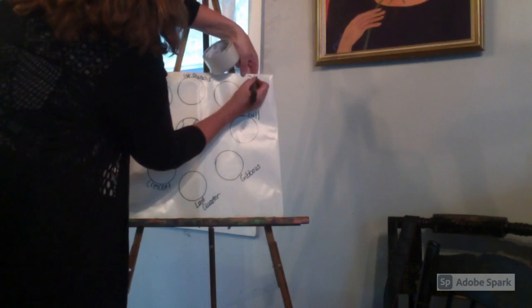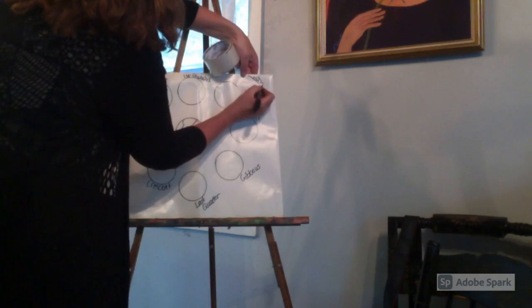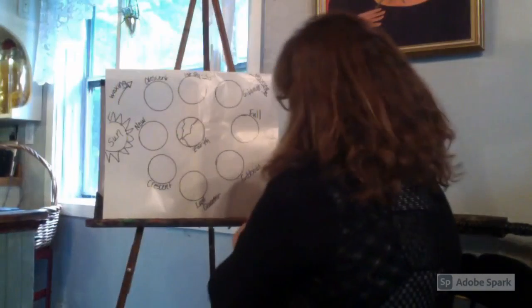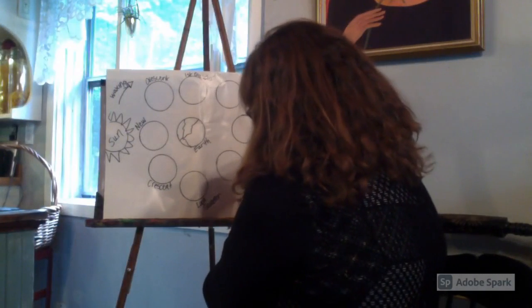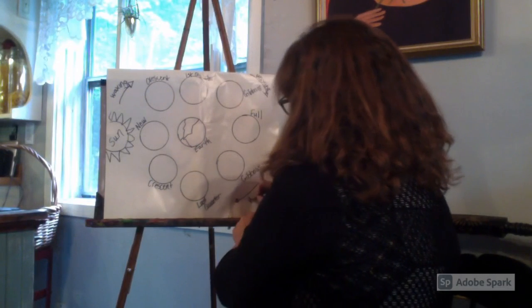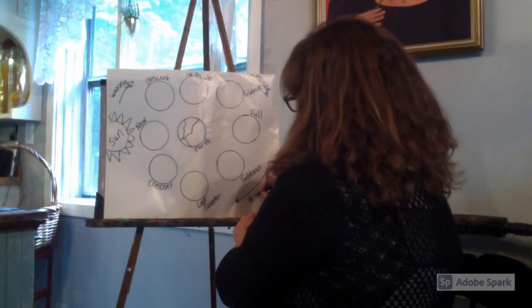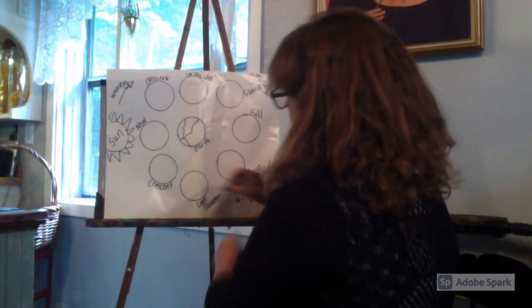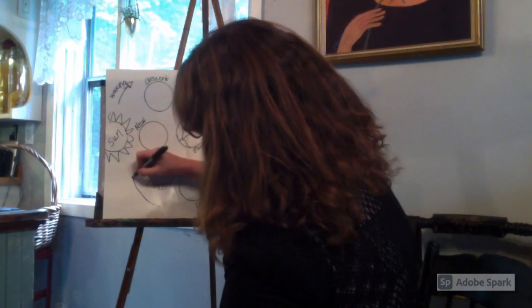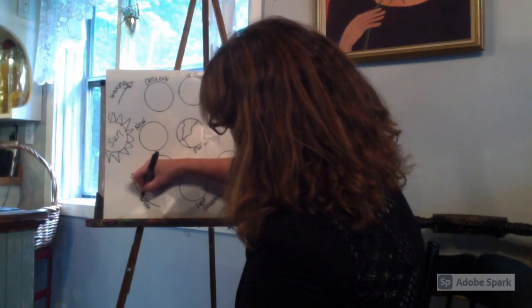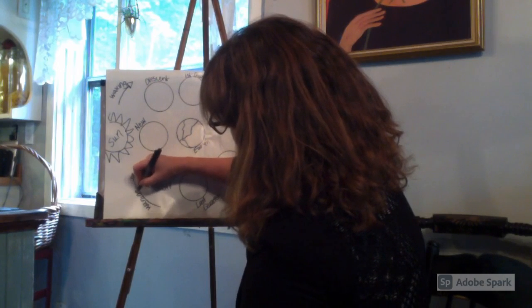I am drawing arrows on this diagram to show how the moon phases change. Now, when you go from the new moon to the half moon, that's called the waxing phase, and that's where the moon gets bigger. And then when we move from the full moon back down to the new moon, that's the waning phase where the moon disappears.